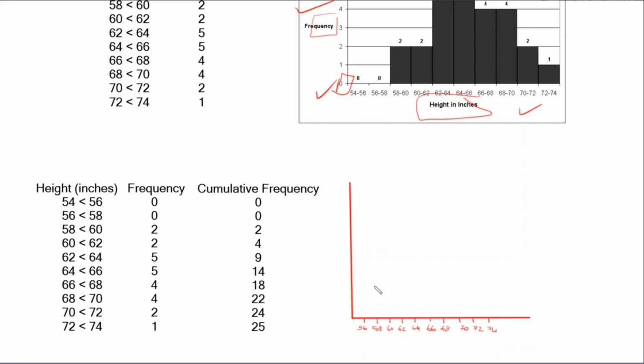Sorry. One more thing is the x-axis and the title. So cumulative frequency distribution. This is height in inches. And this here is frequency. Total frequency.